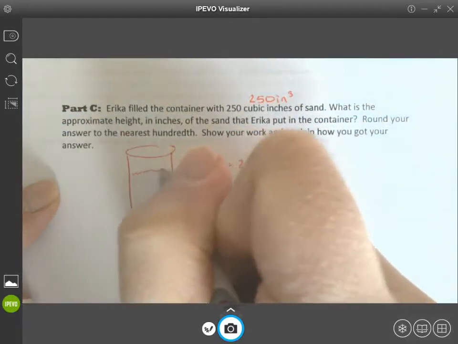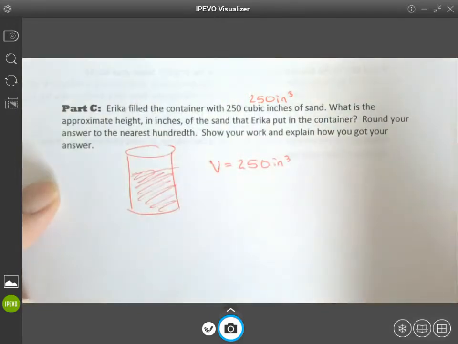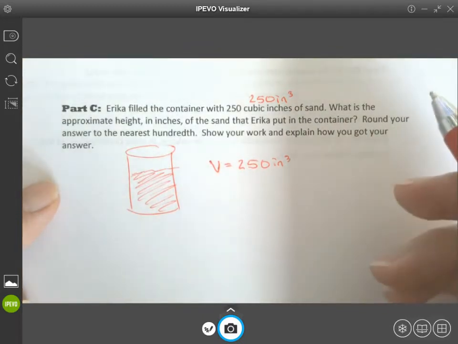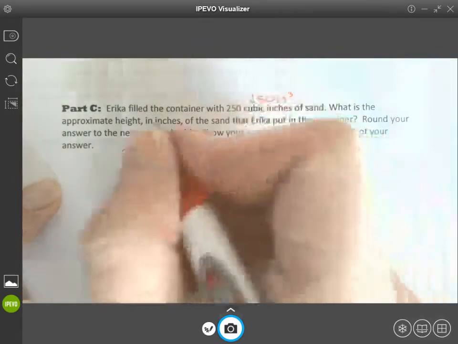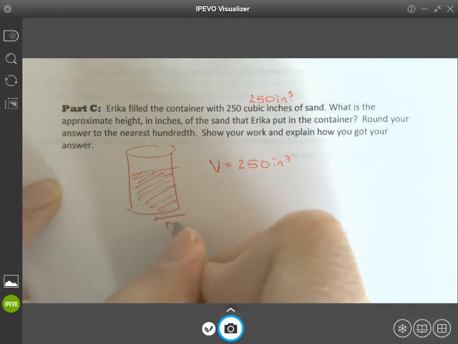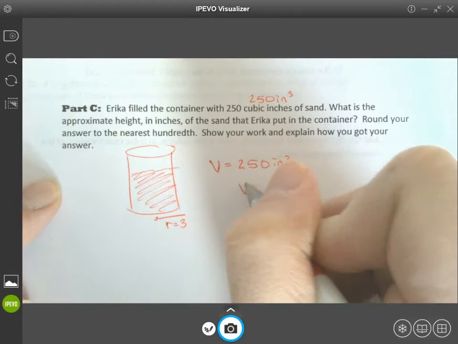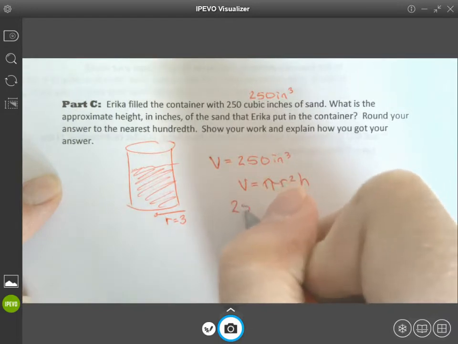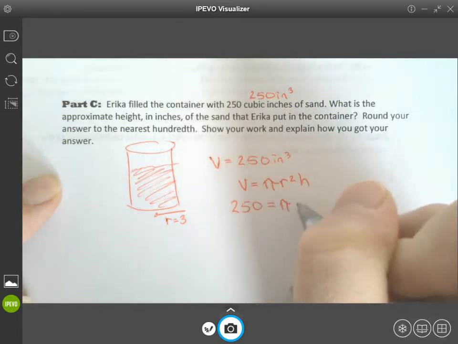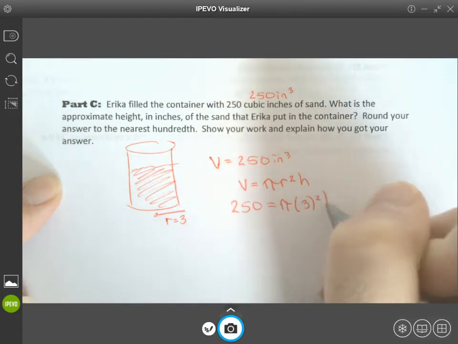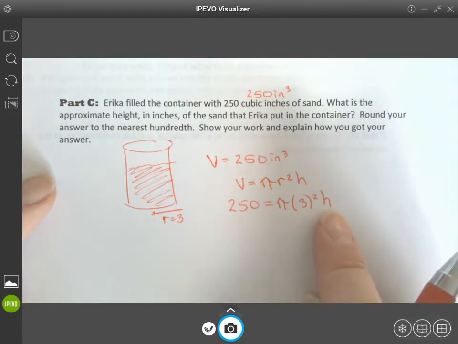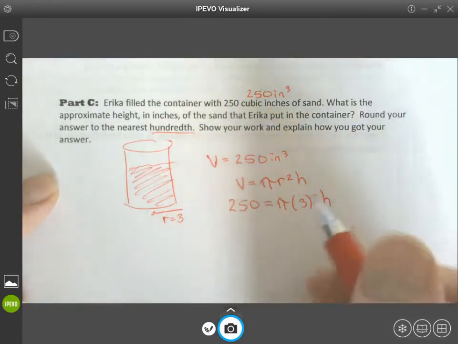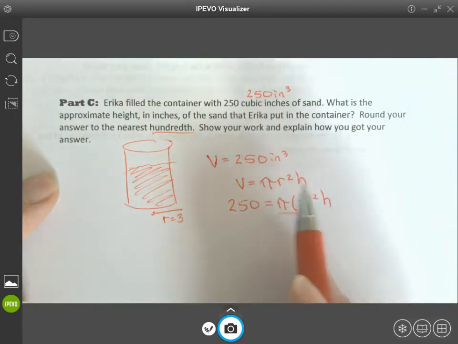So picture her pouring something in here. This much of the container is filled up with 250 inches cubed. So picture those little cubes there. I want to know what is the height that the sand hits. So what's the radius of this container? It's still 3. So you're going to do your formula, volume equals pi r squared times height. And you're going to say, hey, the volume's 250, pi, the radius is 3 inches, but we're looking for the height. And then we'll get an approximate answer to the nearest hundredth, so you can go ahead and put that pi in your calculator. I would clean this up first, pi times 3 squared, and then divide it.